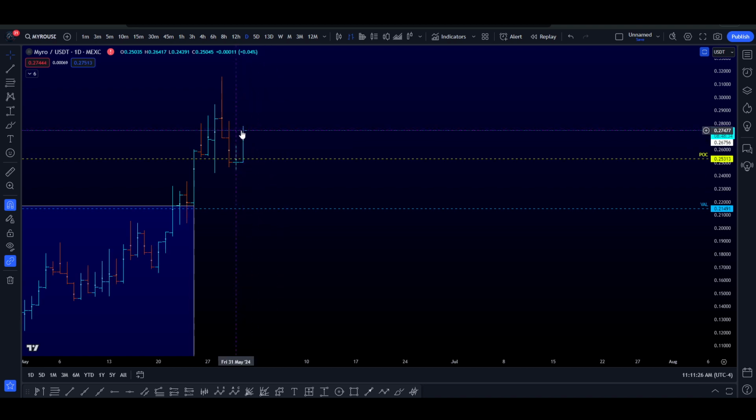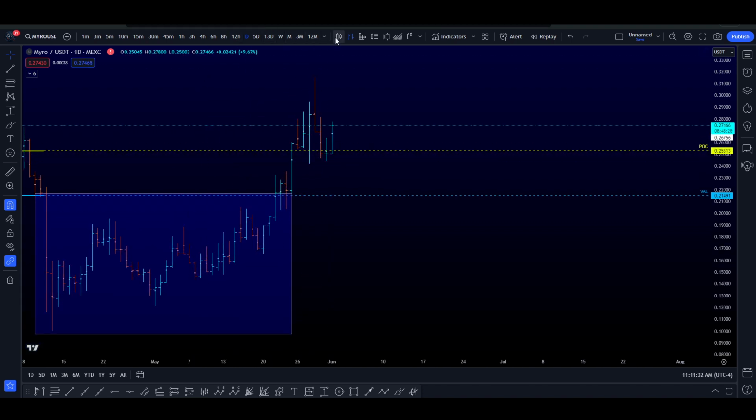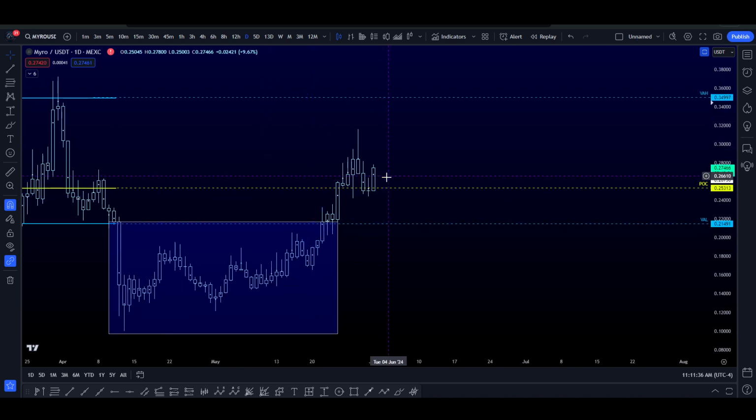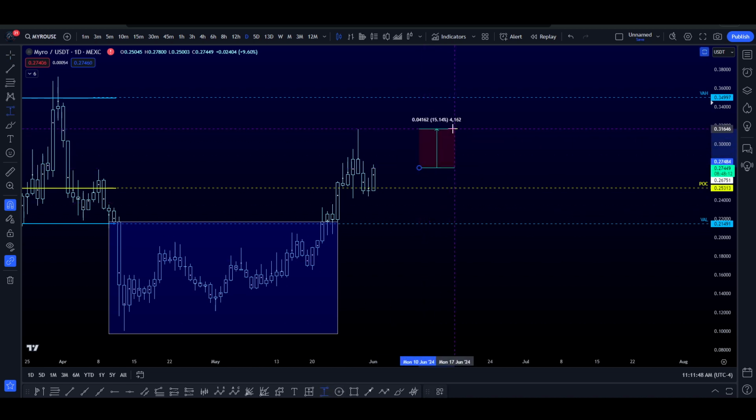So if the day can close back above, that would be a lot more bullish in my opinion. And we could even go like this so you can see it a little bit better. So that'll be pretty bullish in my opinion, and we can then expect for price to try and attempt to take these highs once again, which from where we are right now would be at around 15% away.